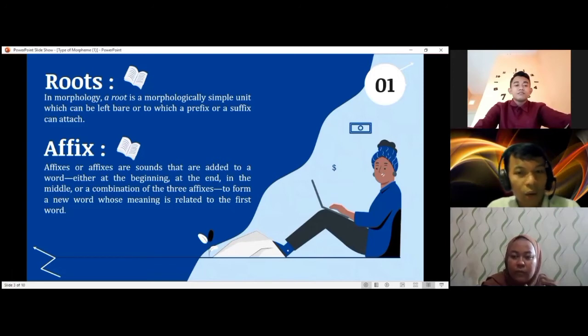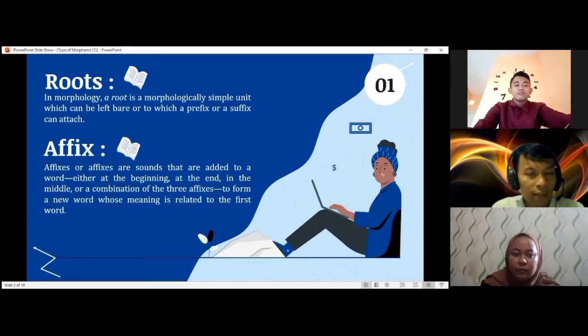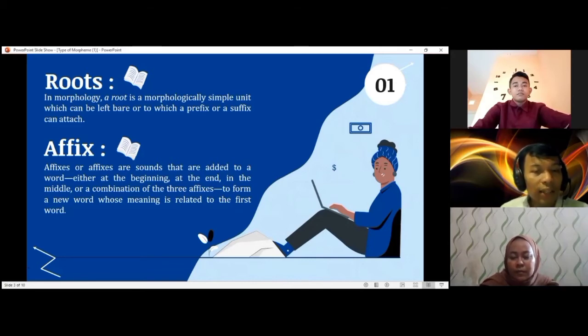other forms. Now I'm going to explain about affixes related to their meaning. So what is an affix? Affix or affixes are sounds that are added to a word, either at the beginning, at the end, in the middle, or a combination of the three, to form a new word whose meaning is related to the first word. The affix before the root is called a prefix. After the root is called a suffix. While inside the root, it is called an infix. Let's go up to the next slide.